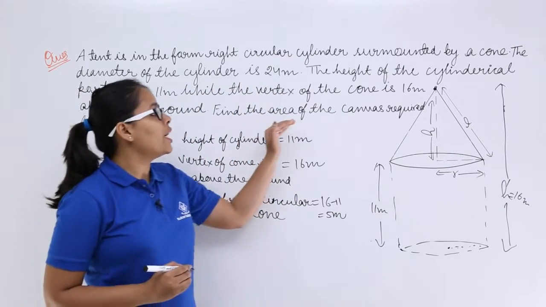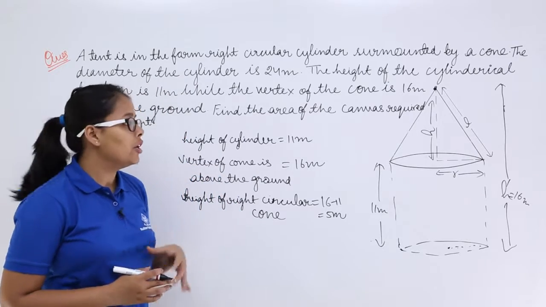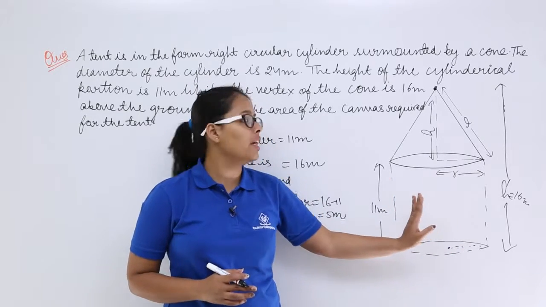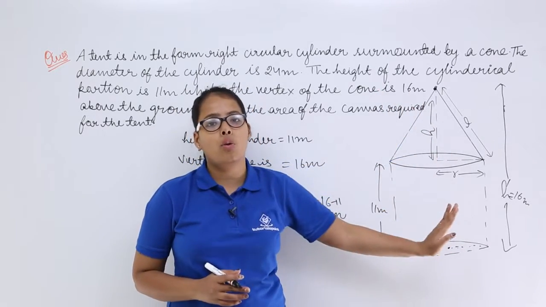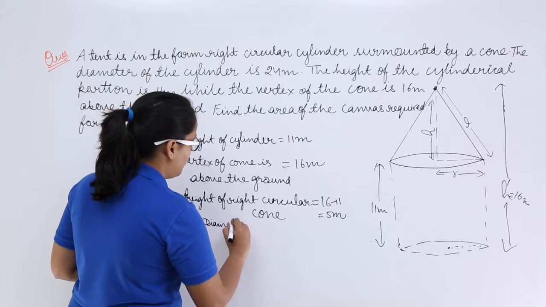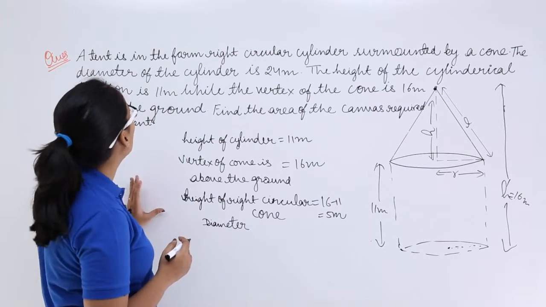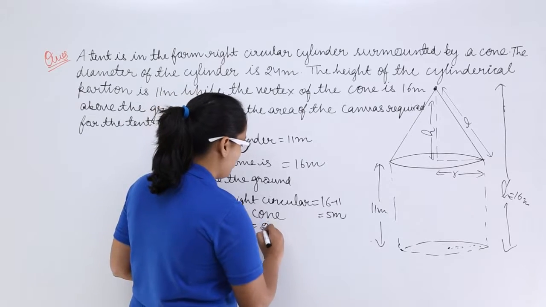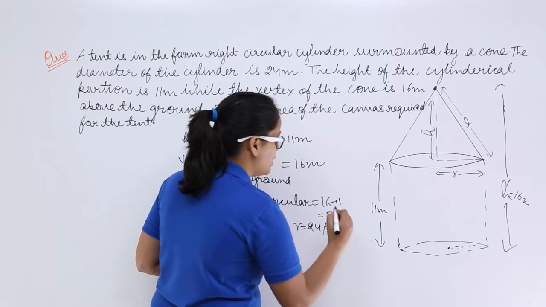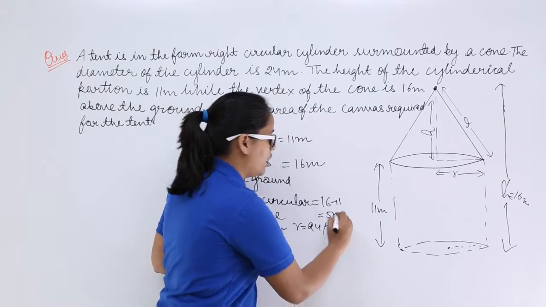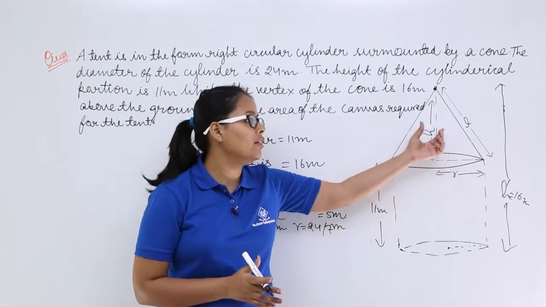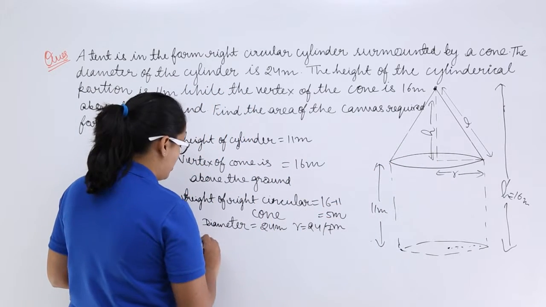Now after this, you know that you need to find out the area of canvas required to make the tent. The area required will be the curved surface area of the cylinder as well as the curved surface area of the cone. You know the diameter. What is the diameter? Diameter will be the same for both the cylinder as well as the cone, which is 24 meter. Now the radius is going to be 12 meter. Now after this you can easily calculate the surface area of the right circular cylinder and the area of the right circular cone.